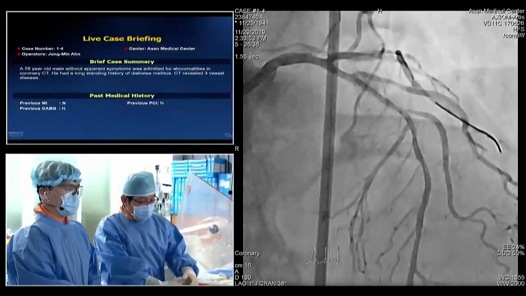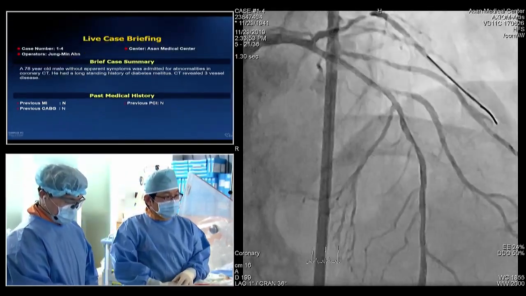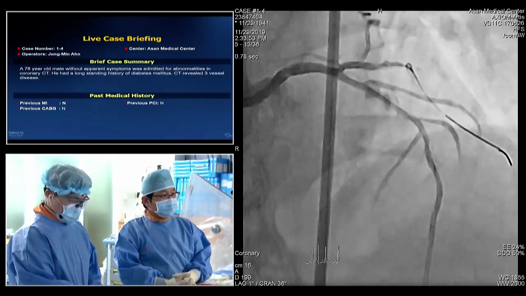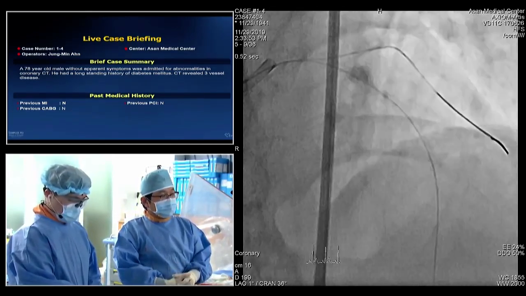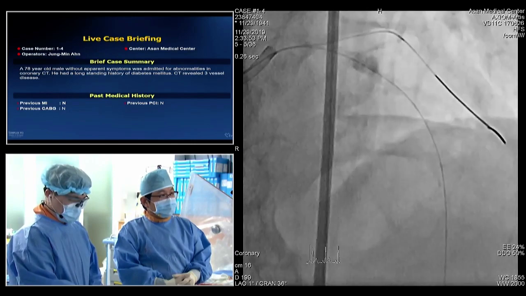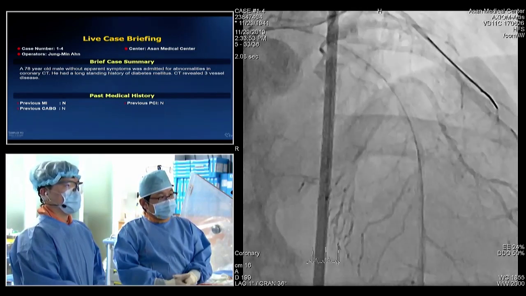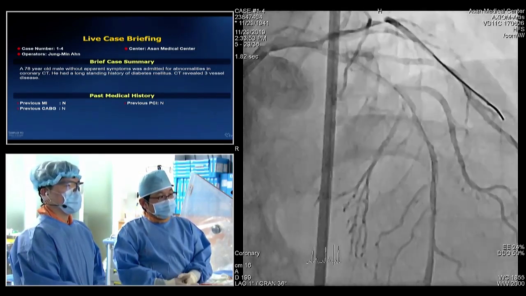Sometimes what we do, thank you, very nice question, when we have this long lesion, is a hybrid approach: place a short stent and also use a drug-eluting balloon. I know that is not standardized, but we like to do it. Why did you do that, Dr.